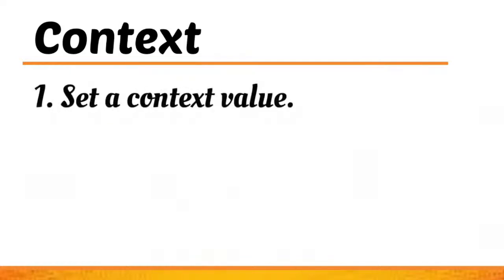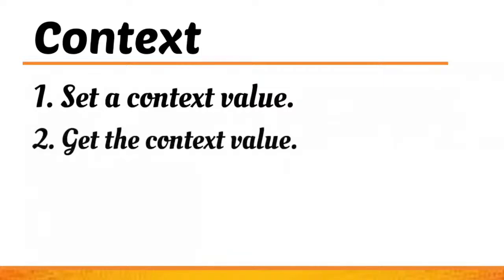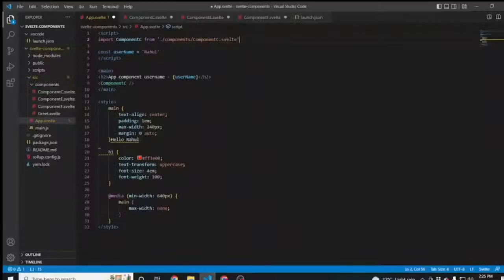Step 1, set the context value in the App component. And step 2, get the value in component F. To get us started, I have already created the components and nested them at the appropriate level. In the App component, we have defined the username variable and set it to Rahul.